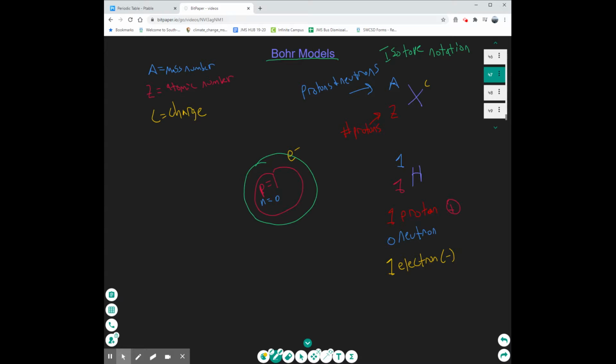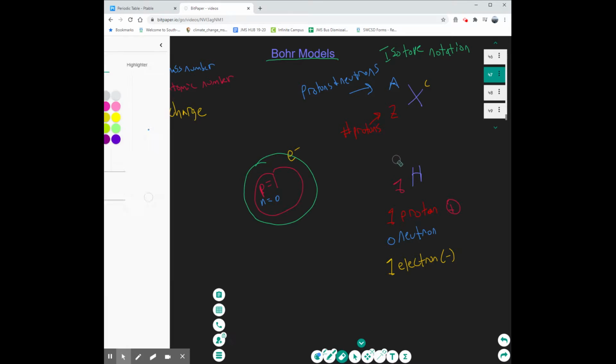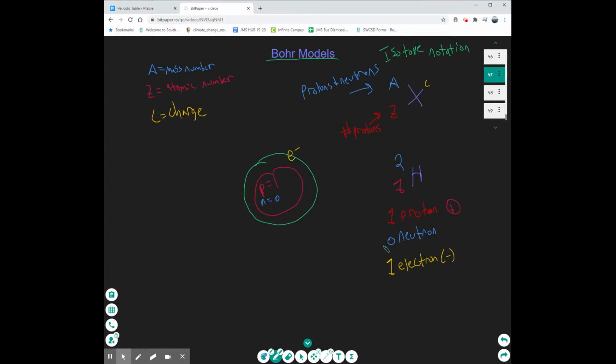Now, remember in isotope situations, isotopes have the same number of protons, but a different number of neutrons, right? So bear with me for one second here. What if we were looking at hydrogen-2, aka deuterium? Deuterium would have one extra neutron. So what would change? Literally just that. That's how you would change it.